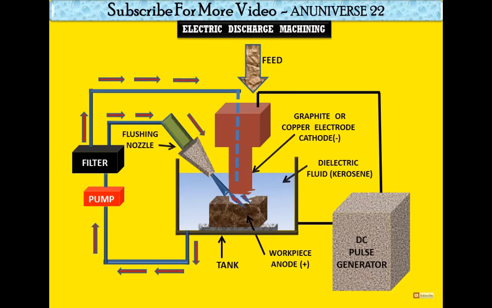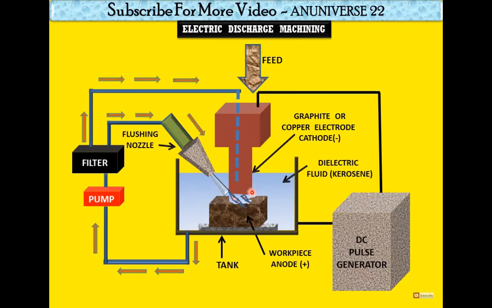So here we can see the sparks that are generated with the help of the DC pulse generator. These are the sparks, and this is the dielectric fluid that is coming out of the pump, then passing through the filter to the flushing nozzle. Flushing of the dielectric plays a major role in maintaining stable machining and achieving close tolerance and high surface quality. And one thing is important here: inadequate flushing of the dielectric results in arcing, which decreases the electrode life and increases the production time.